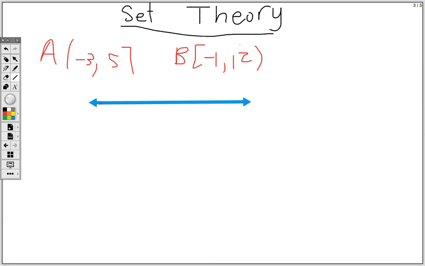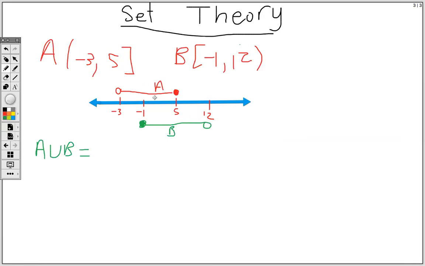So we have -3 and the number 5. We have -1 and the number 12. Now this is just an estimation, it's not accurate. At -3 for A, it's open. At 5, it's closed. And here we have A.